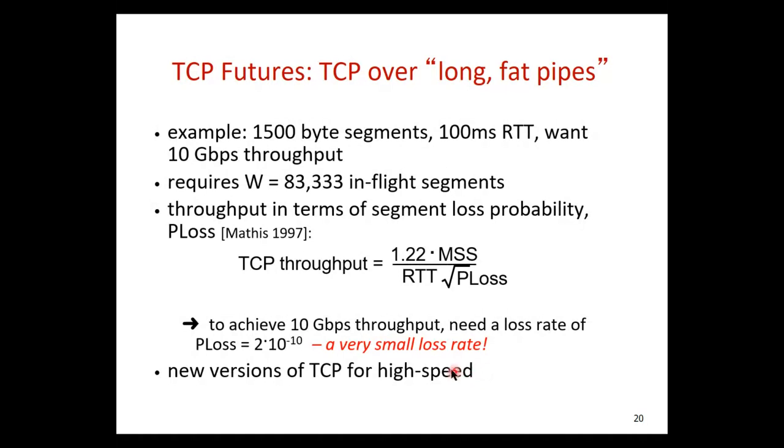So these are the challenges when you run TCP over long fat pipes. One thing that actually makes it worse is the effective window. Can somebody tell me what is the effective window for the TCP sender? What is the effective window?